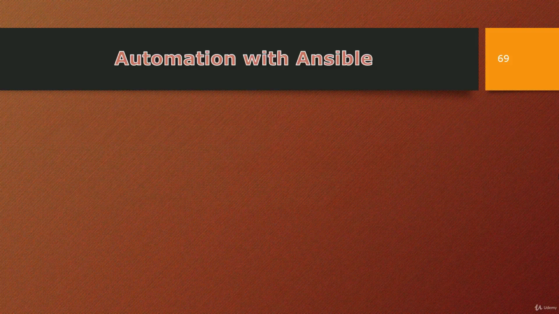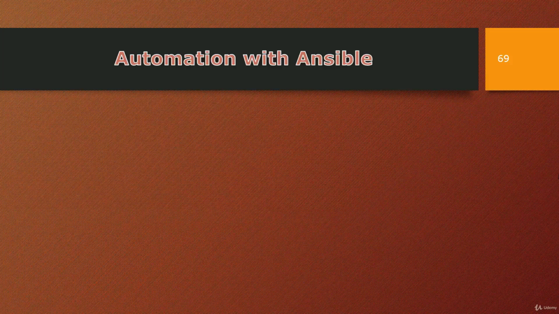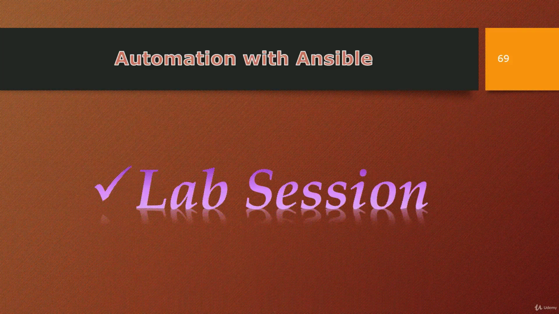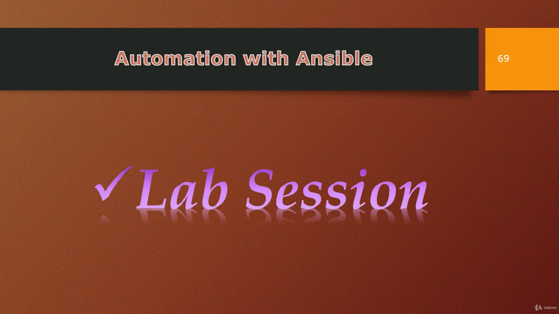Hello everyone and welcome to Automation with Ansible. This is a lab session in which I am going to show you how to create a simple playbook. The playbook I am going to show you is just to check or to start any service. The service which I am going to check is VSFTP. It will check that VSFTP is running on all your client machines, and if it is not running, it will start that service. This is what I am going to perform with my playbook.